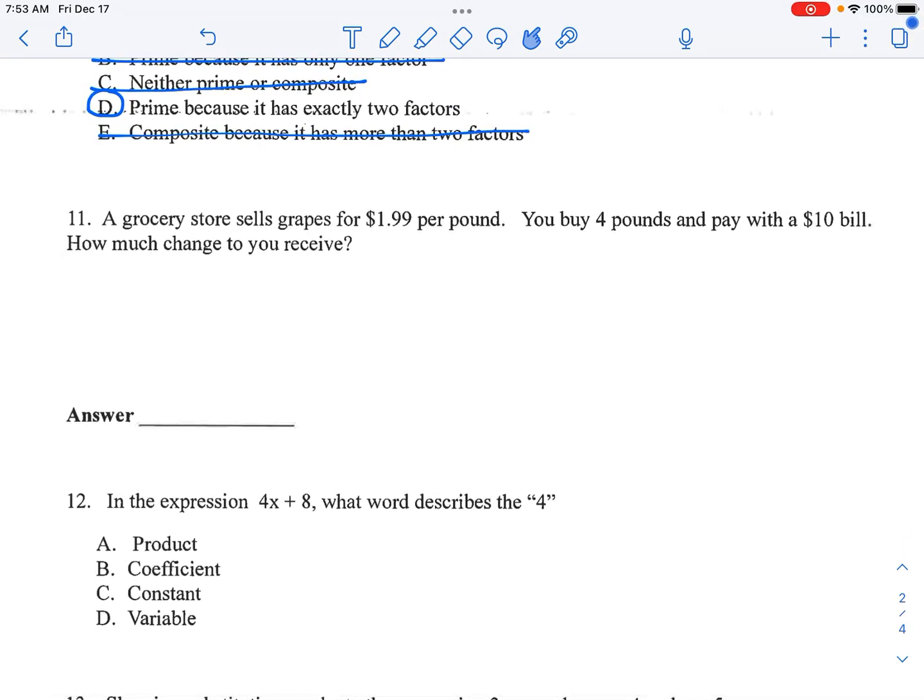Number 11, a grocery store sells grapes for $1.99 per pound. You buy 4 pounds and pay with a $10 bill. How much change do you receive? Okay, let's read that again. There's a lot going on. A grocery store sells grapes for $1.99 per pound. You buy 4 pounds. You pay with a $10 bill. How much change do you receive?